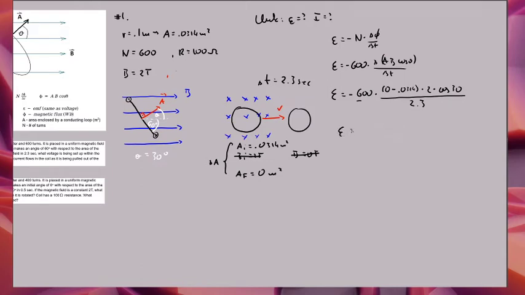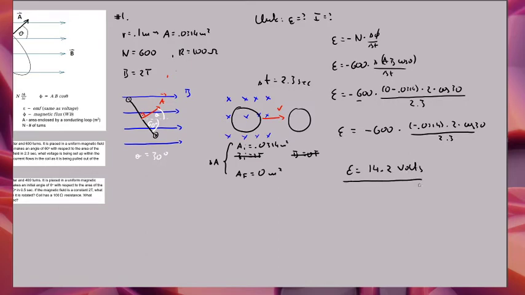So what I have then is minus 600 times minus 0.0314 times 2 times the cosine of 30 divided by 2.3. And so epsilon, or EMF, equals, and note that you could have done the same thing by saying that it's the magnetic field that changes. You would have ended up with the same correct answer. But in the meantime, what I get for the answer is 14.2 volts.